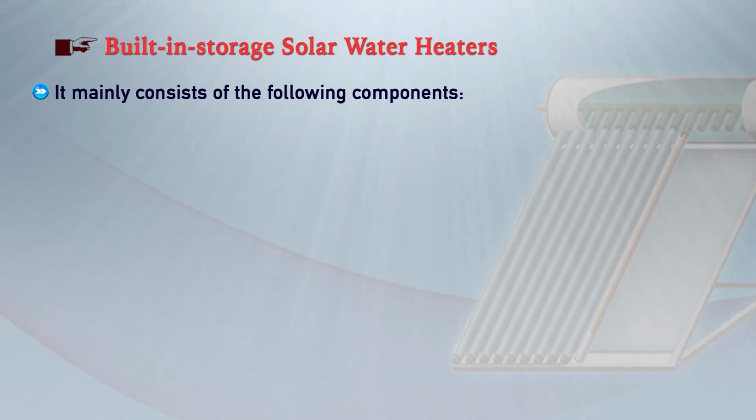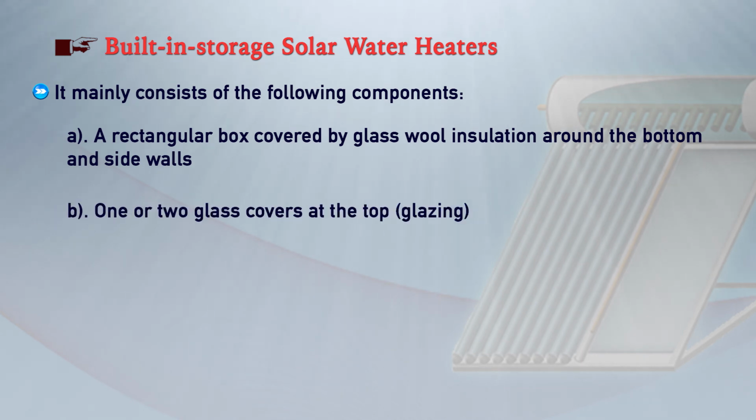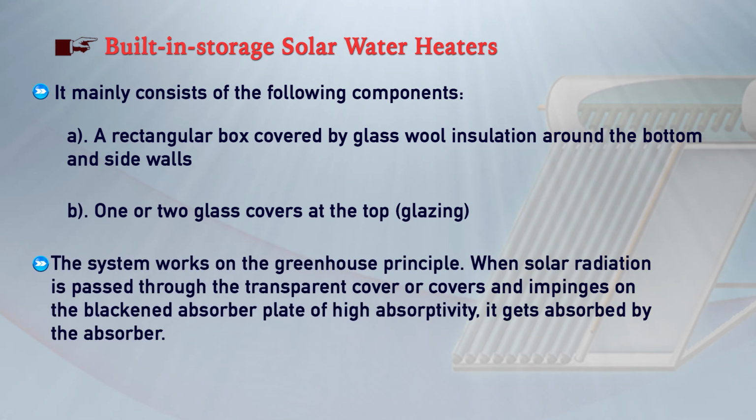It mainly consists of the following components. First is a rectangular box covered by glass wool insulation around the bottom and side walls. Second one is one or two glass covers at the top. Basically, it is also called glazing. The system works on the greenhouse principle. When solar radiation passes through the transparent cover or covers and impinges on the blackened absorber plate of high absorbability, it gets absorbed by the absorber.